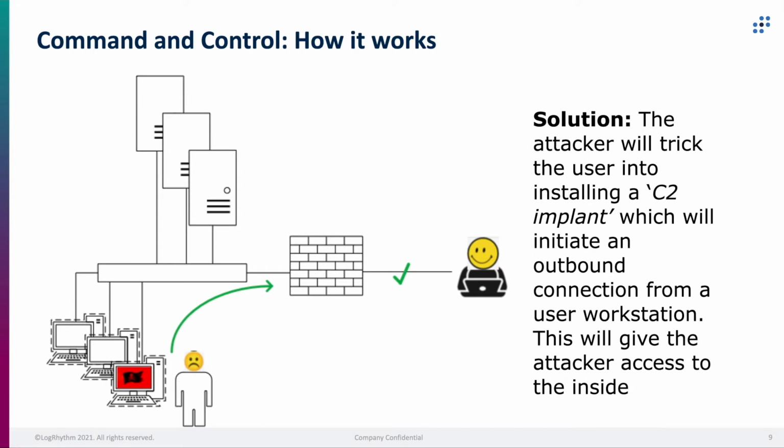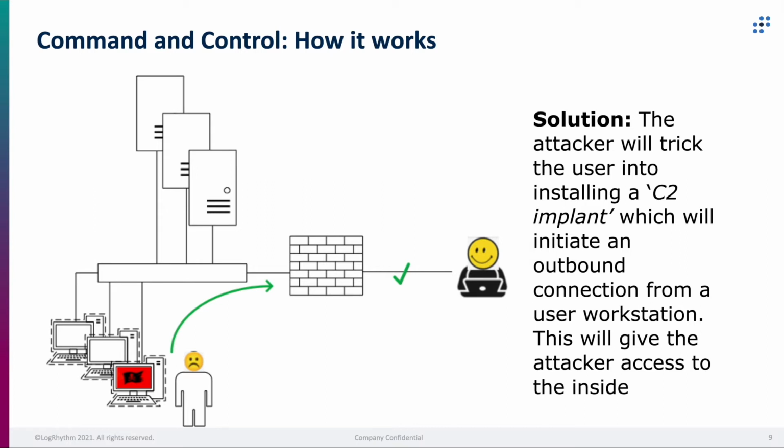So the general solution to this, and this is highly simplified, but I hope to give you an understanding, the general solution to this is tricking a user into installing what's called a C2 implant. That C2 implant will initiate an outbound connection from their workstation. Once this connection is established, the attacker will then have access to the inside. Now, there's a bit more to it than this, but this is an overview. The idea of the session is to give you an overview of how these things work.